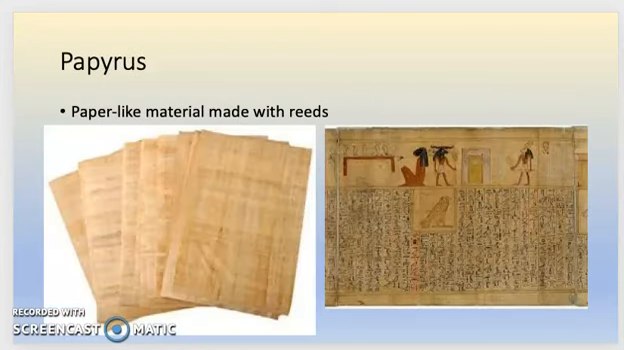Your last word for this PowerPoint is papyrus. Papyrus is paper-like material made with reeds. It's made out of a plant. Very much like paper, it's something that the Egyptians came up with to record important things. You can see here they recorded their hieroglyphics on papyrus.